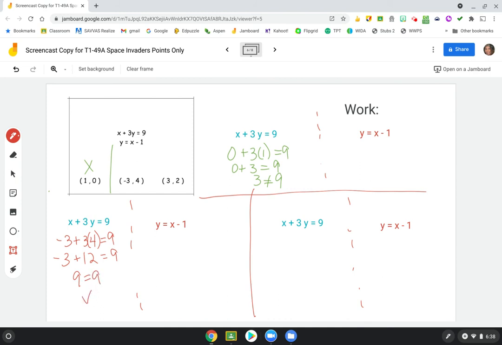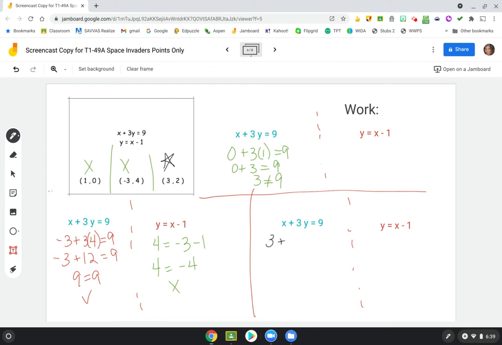So that means the point negative 3, 4 is on the first line. Let's see about the second line. So I have 4 is equal to negative 3 minus 1. Well, negative 3 minus 1 is actually negative 4. So that means that although that point is on the first line, it is not on the second line. So let's say that we're probably sure that this is going to be the solution, but let's just double check. Maybe they tricked us and they didn't put in a solution.